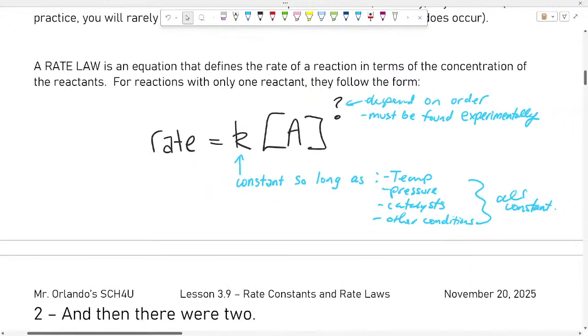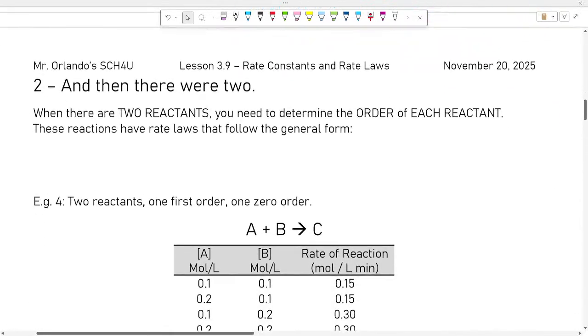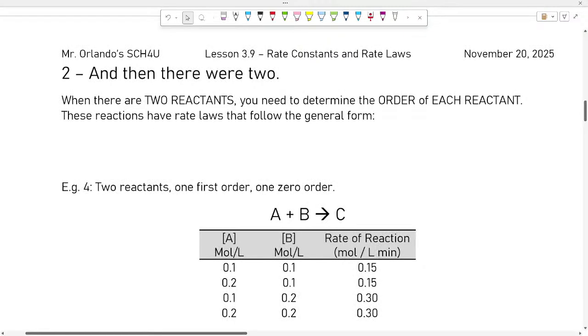All right, so, and then there were two. When there are two reactants, you need to determine the order of each reactant individually. Does that make sense? And again, look at me. If we knew that it was a one-step reaction, we could just use the coefficients, right? If it were one step, we could just say the exponents will be the coefficients. But most reactions, especially of bigger molecules, as it turns out, do not happen in one step. And so we have to experimentally look and see what goes on here.